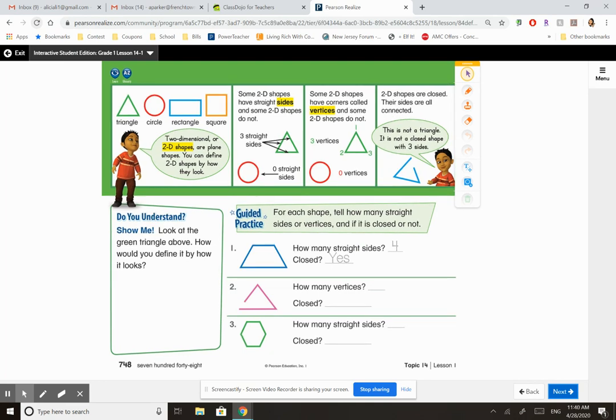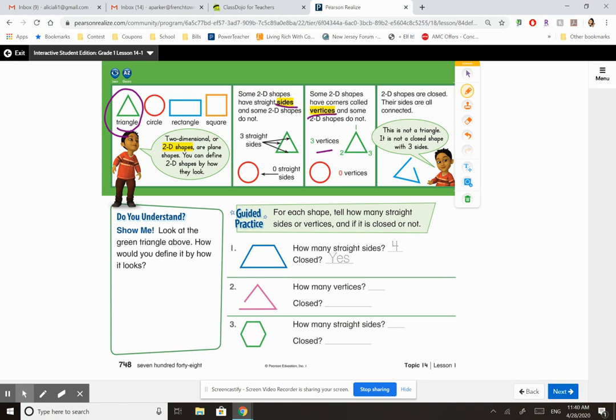So in the front, I talked a lot about sides, and I talked a lot about vertices. Okay, so do you understand? I want you to look at this green triangle right here and tell me, how would you define it? Talk to me about the sides, how many sides it has. Talk to me about how many vertices it has.